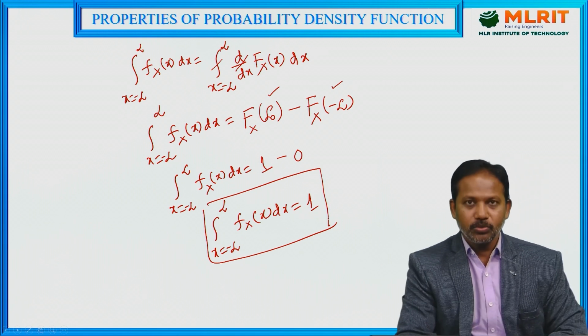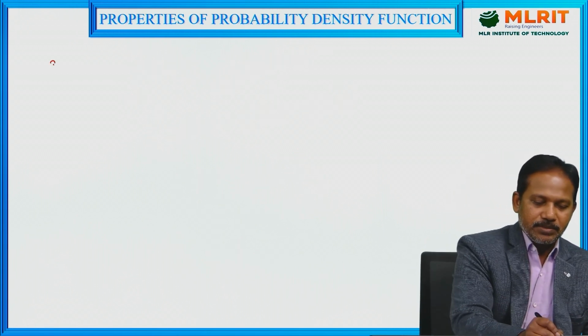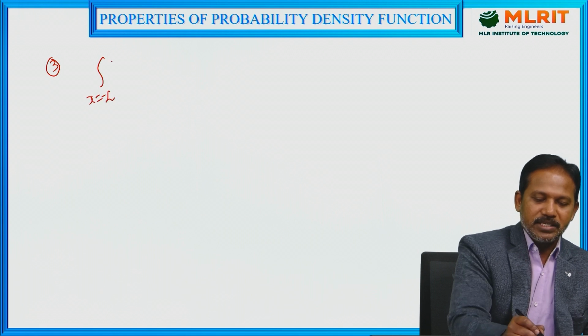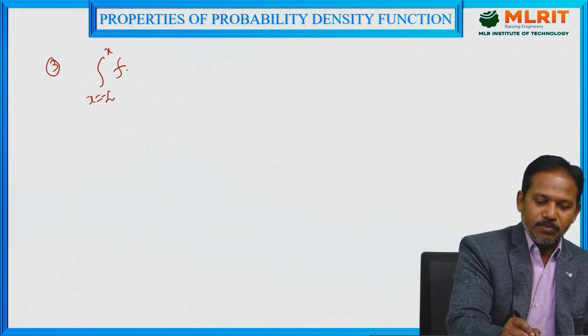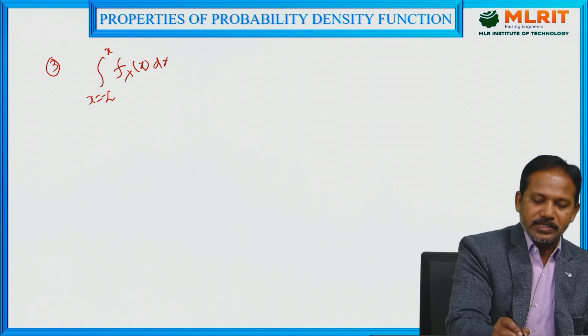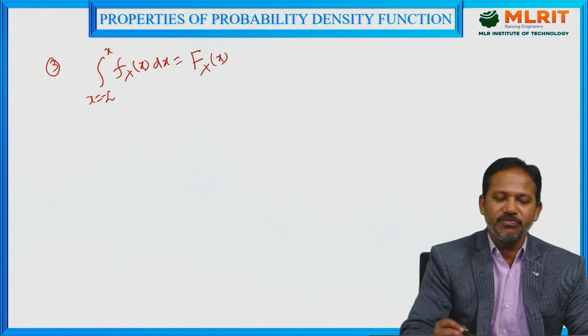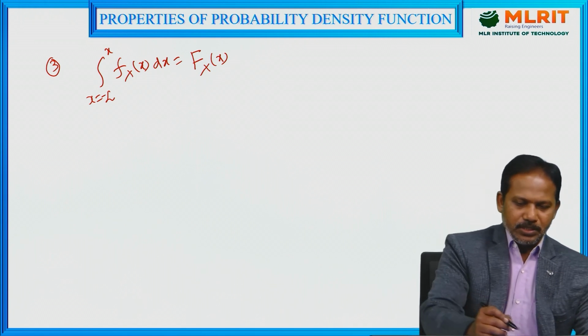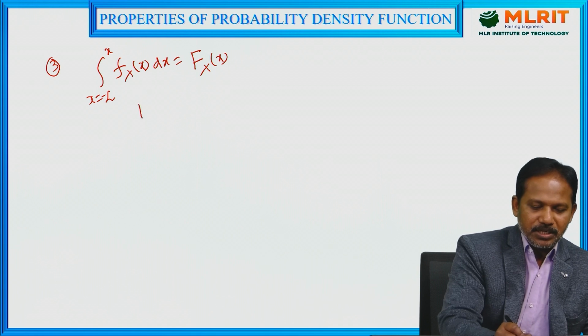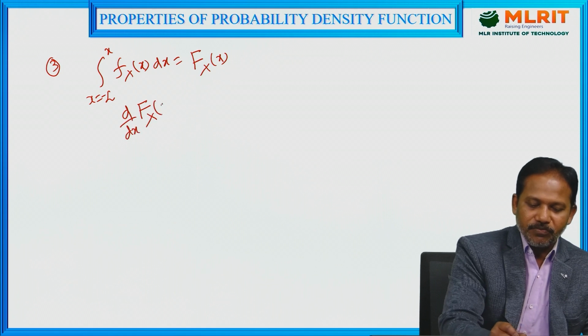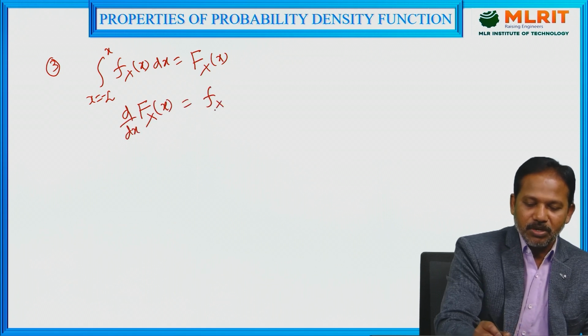Next we move to the third property, that is the integral from x equal to minus infinity to x of small f_X of x dx equals the distribution function. This is also called the relation between distribution function and density function. Already we know the relation between probability distribution and density function, that is d by dx of F_X of x is equal to small f_X of x.